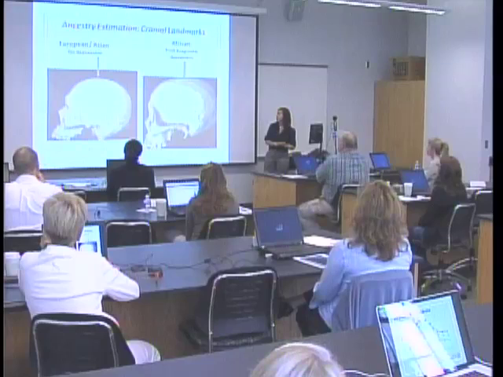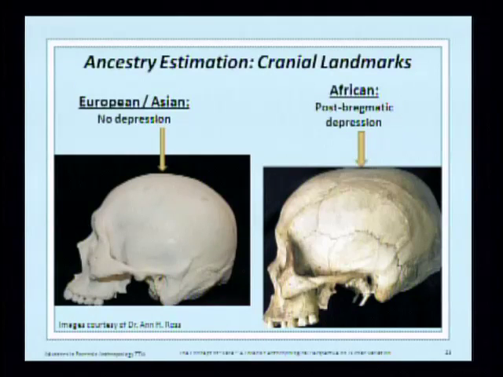Some of the other traits that we look at to differentiate, just generalized, is European, Asian, rounded vault, no depression, post-bregma. Bregma is a landmark up here, which is where the coronal and sagittal sutures intersect. And you have a post-bregmatic depression generally in African populations.